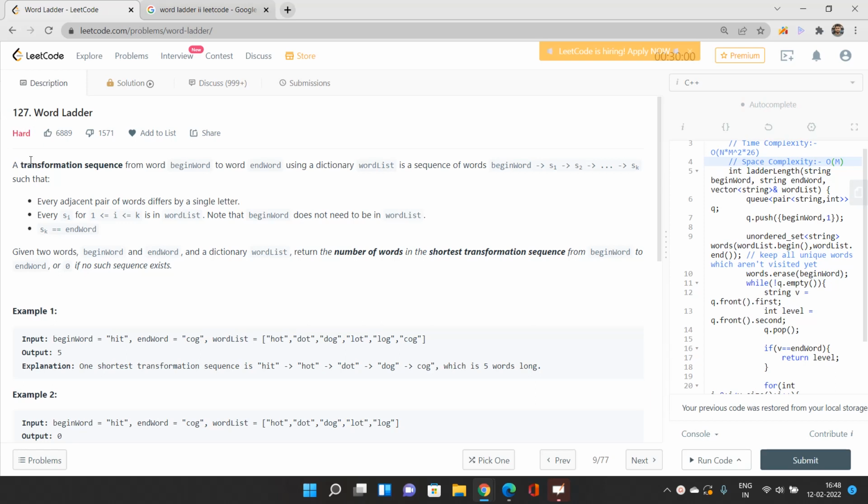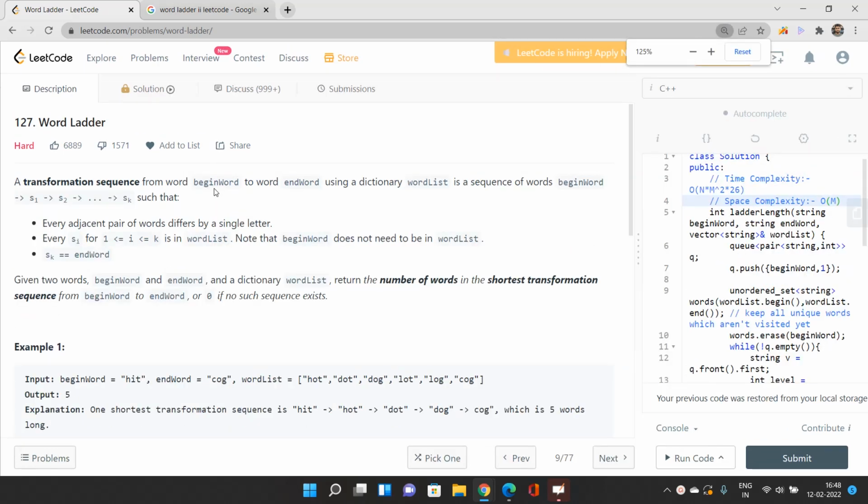So without wasting our time, let's understand what this problem is going to ask and how we can solve this efficiently. So a transformation sequence from word beginWord, so there will be a starting word and there will be the ending word, using a dictionary wordList. There will be a dictionary given to us that specifies the list of words we can have during any transformation sequence.